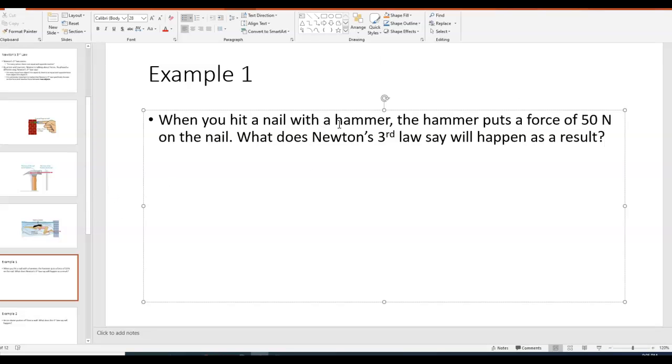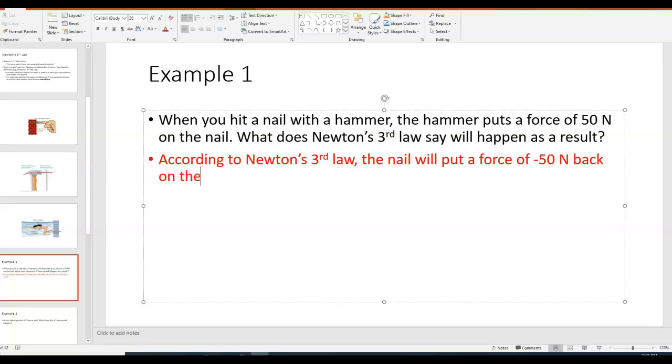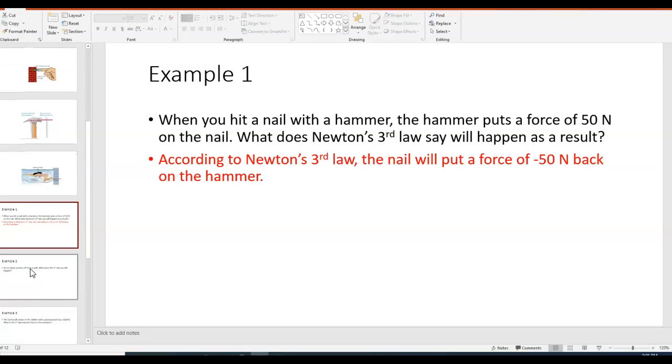When you hit a nail with a hammer, the hammer puts a force of 50 newtons on the nail. What does Newton's third law say will happen as a result? Okay, so I'm just going to type this out. The action force is the hammer puts a force of 50 newtons on the nail. According to Newton's third law, the nail will put a force of negative 50 newtons back on the hammer. Now the negative sign here indicates direction. Equal size, opposite direction. So that is example 1.